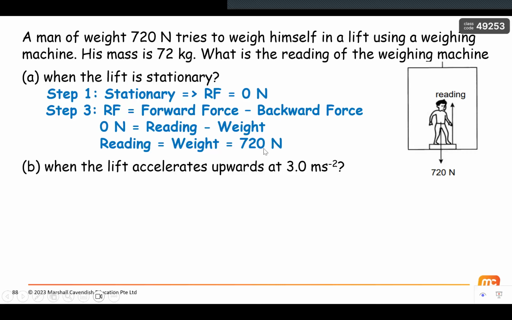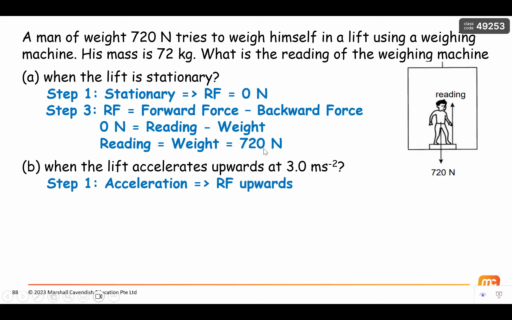Okay, then we move on to part B, when the lift accelerates upwards at 3 meters per second squared. Now, again, step number 1, we need to identify whether there is a resultant force based on the acceleration. Now there is an acceleration, and the acceleration is upwards. So we can identify that since there is an acceleration upwards, there will be a resultant force upwards. Step number 2, we need to calculate how much this resultant force is. So I'm going to use the formula F equals to ma. I'm using mass, which is 72, times the acceleration upwards, which is 3. So I have a resultant force of 216 newtons upwards.